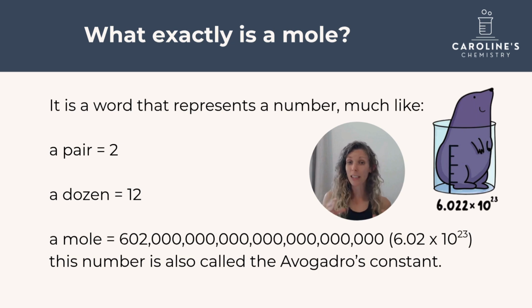Now note that sometimes this number is also called Avogadro's constant. That is the name for that number, a bit like the name for the number 12 is dozen. Don't let that confuse you. It just means that number, 6.02 times 10 to the 23. And when I have that number of something, then I have a mole of that thing.